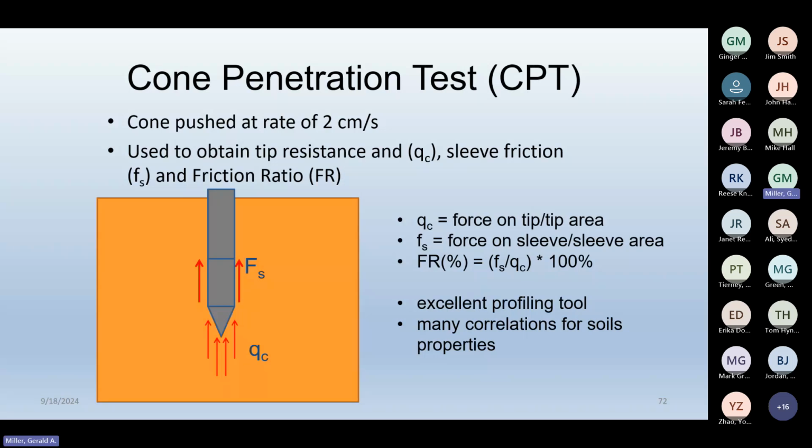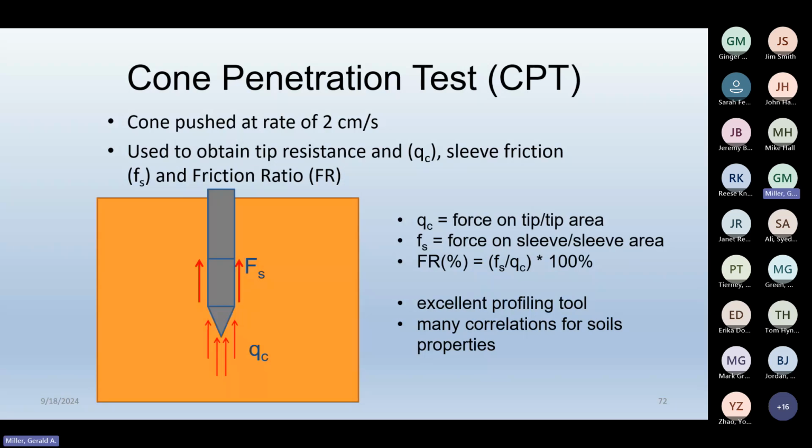They measure both, and there's another load cell that measures the difference. But in any case, from these load cell measurements, we can get the force acting on the tip of the cone and the force acting over the sleeve. Divide those by their respective areas, and get the tip resistance, which has units of stress, and the sleeve friction, which also has units of stress. And those two measurements are very useful for estimating soil properties and for soil classification.